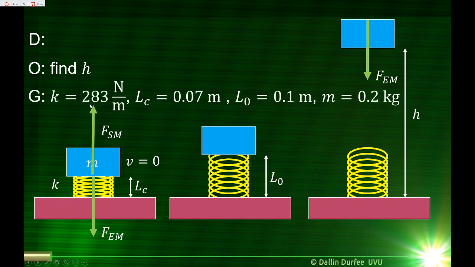Our givens are the same as they were before. We're given the spring constant, the compressed length, the relaxed length of the spring, and the mass. And of course, we're going to assume that we know that gravity is 9.81 meters per second squared.